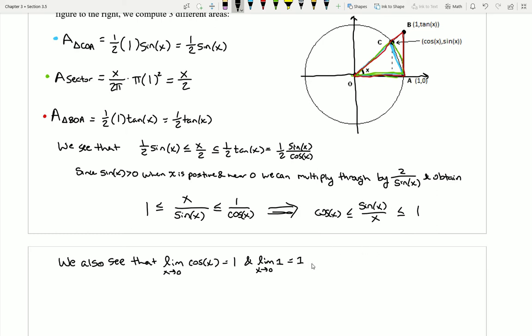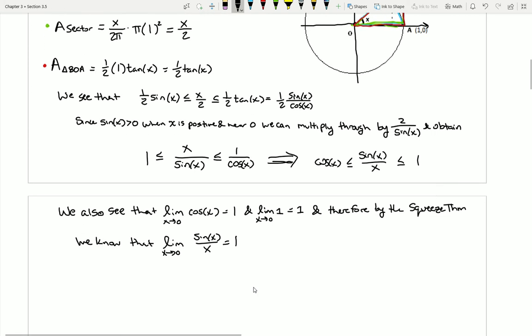And so we could say that by the squeeze theorem, we know that the limit as x approaches 0, for the middle piece, which would be my sine of x over x, would also have to have the same limit because it's being squeezed in between.